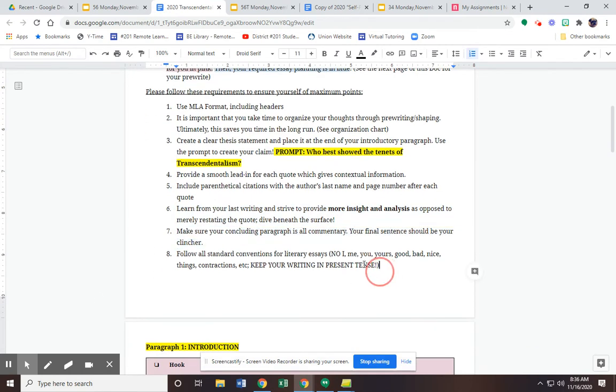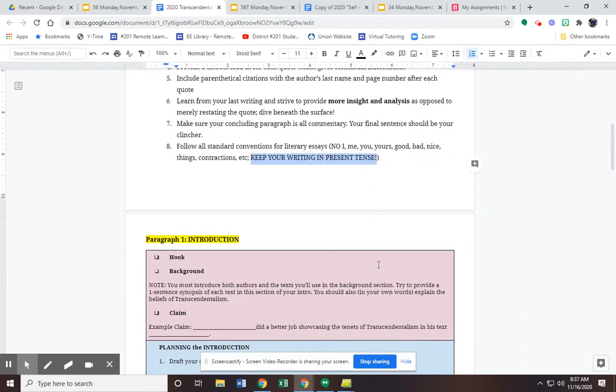And then this is just a reminder, this is a formal essay, so no personal pronouns, use sophisticated language, avoid words like good, bad, very, things. Specific is terrific. No contractions, so don't say don't, say do not. And then this is a big one: when possible, because this is a literary analysis, keep your writing in the present tense.